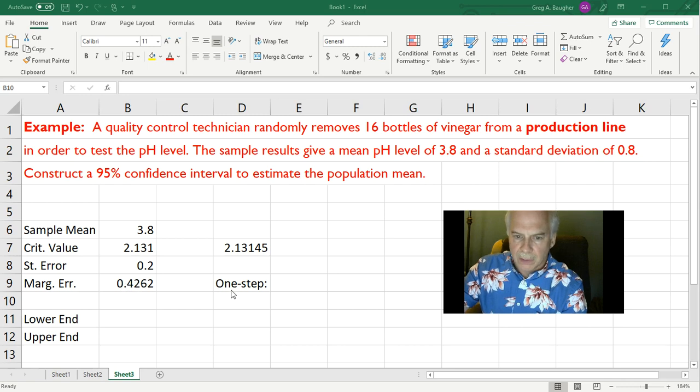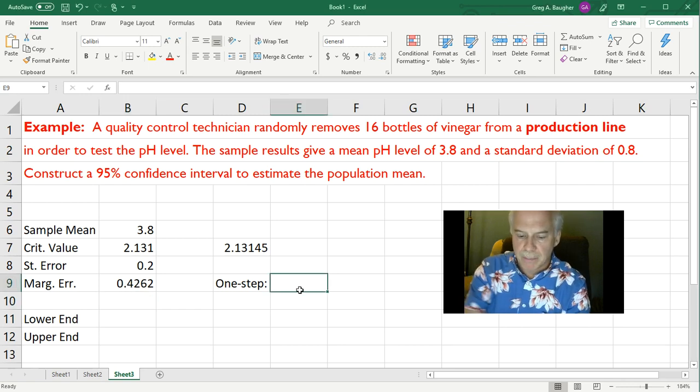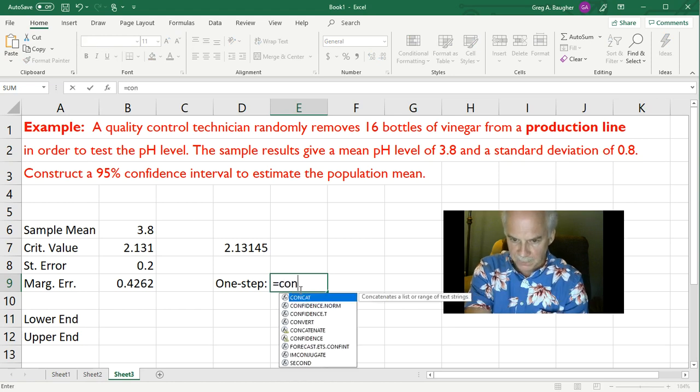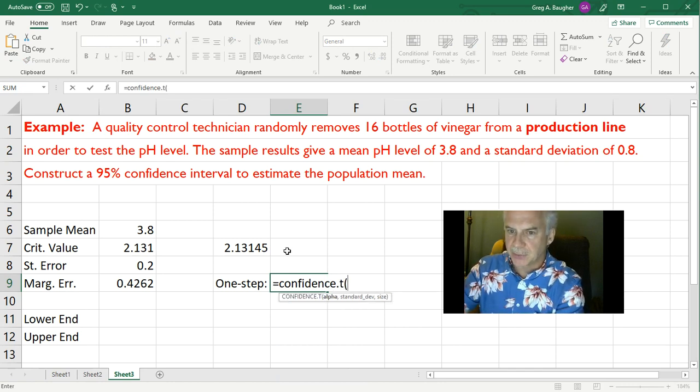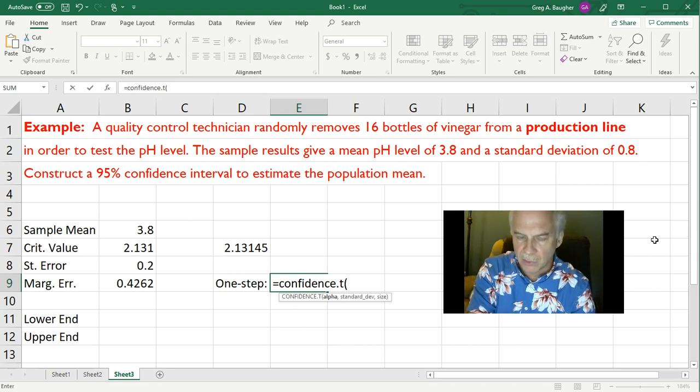So that's the margin of error, but there's a one-step method for finding that margin of error, which avoids some of the calculations here. So you can go equals CONFIDENCE.T, because it's a t situation, because we have the sample standard deviation, not the population standard deviation. And then you give the alpha level. Well, if it's a 95% confidence interval, then you're going to go 0.05 for the alpha level.